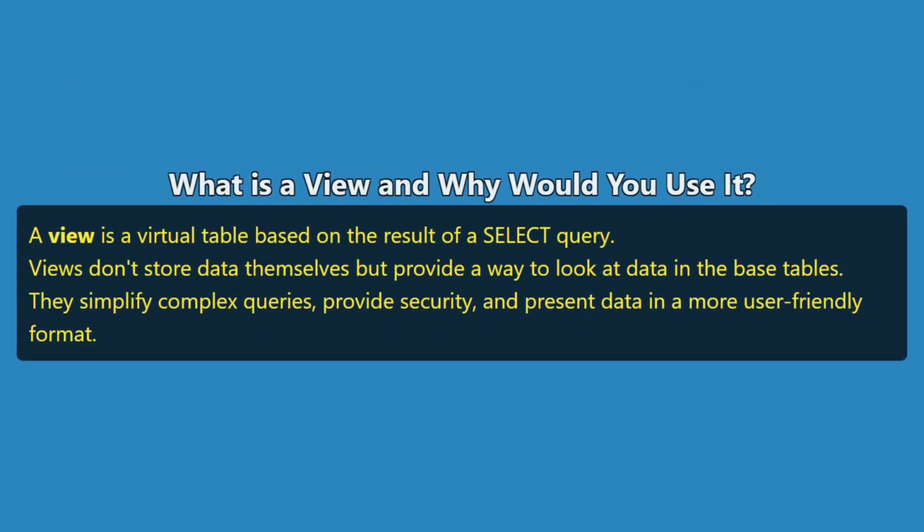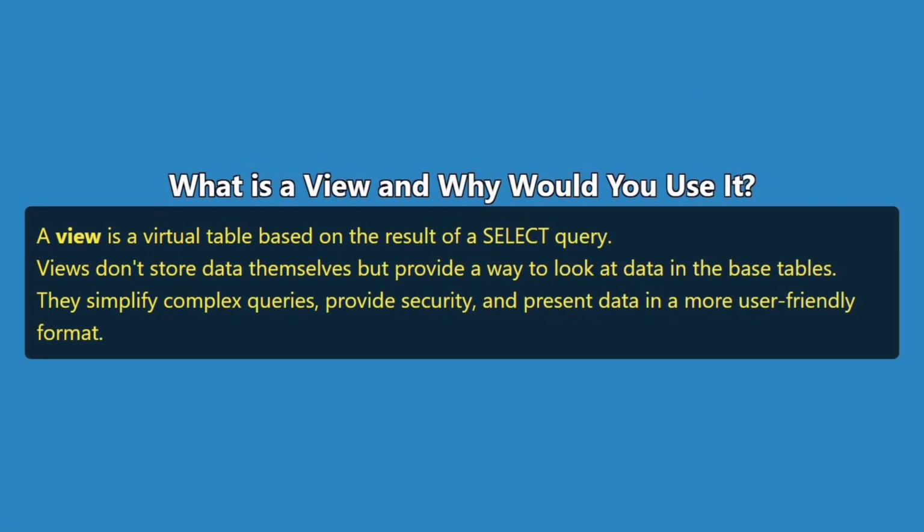Moving on to the next question, what is a view and how would you use it? A view is essentially a virtual table based on the result of a select query. Unlike physical tables, views do not store the data themselves but provide a way to access data stored in the base tables. Views serve three main purposes. They simplify complex queries by encapsulating them, provide an additional layer of security by restricting access to certain columns, and present data in a more user-friendly format customized for specific needs.